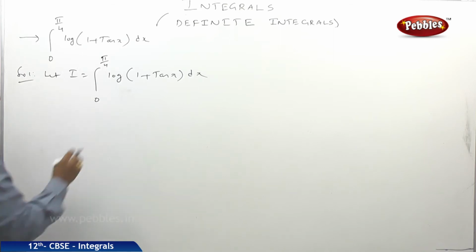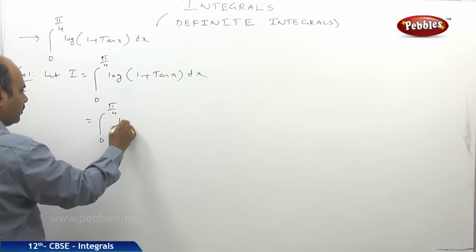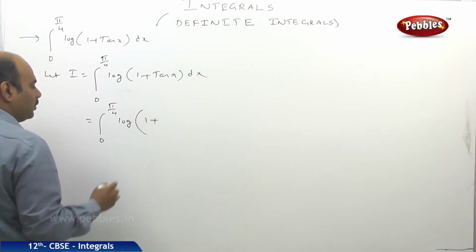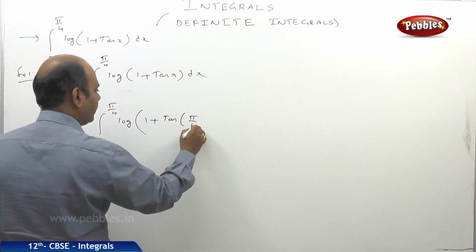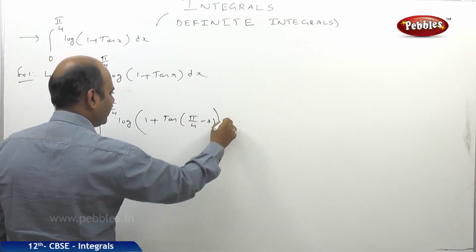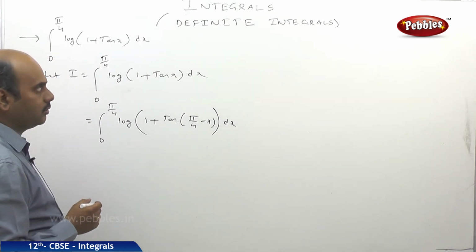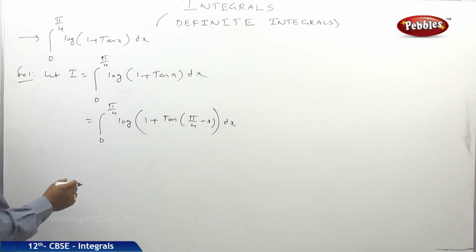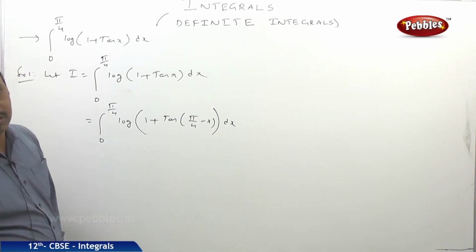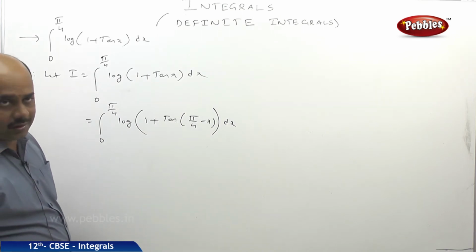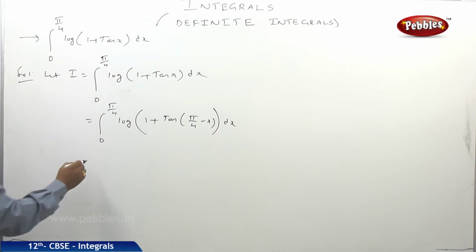So here also I will be applying the property: integral from 0 to pi by 4 of log of 1 plus tan of pi by 4 minus x. What is the property? Every time I am not repeating. What is the property I applied? Integral from 0 to a of f of x dx is equal to the integral of f of a minus x dx. So wherever we find x, we substitute a minus x. Here, in place of a, pi by 4 is there, so it becomes pi by 4 minus x.